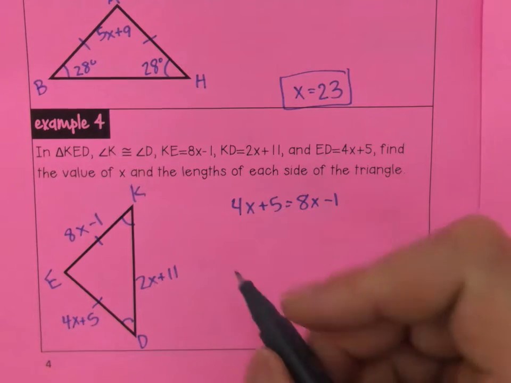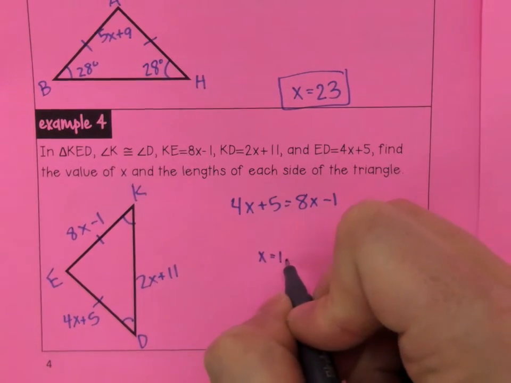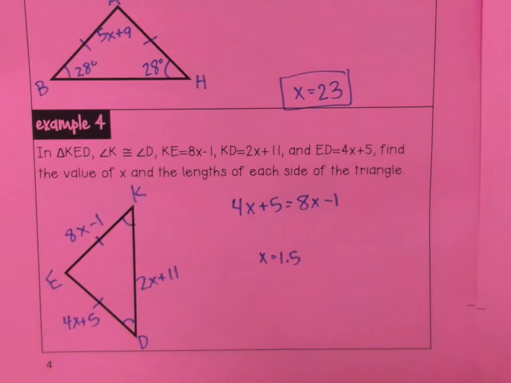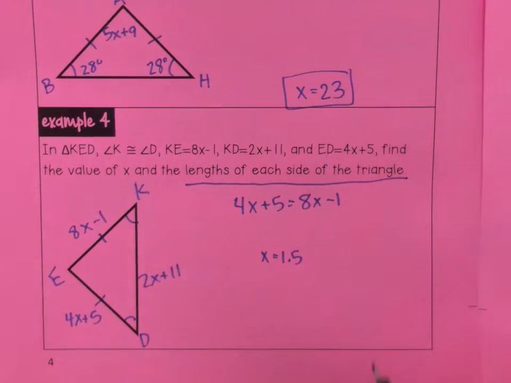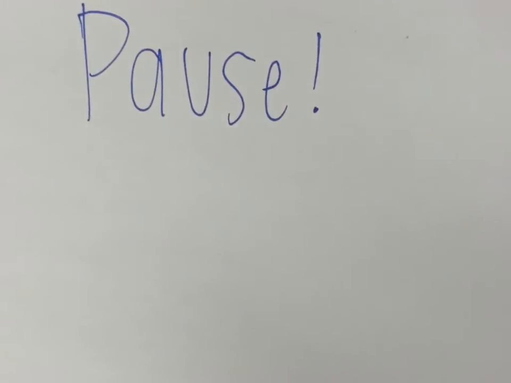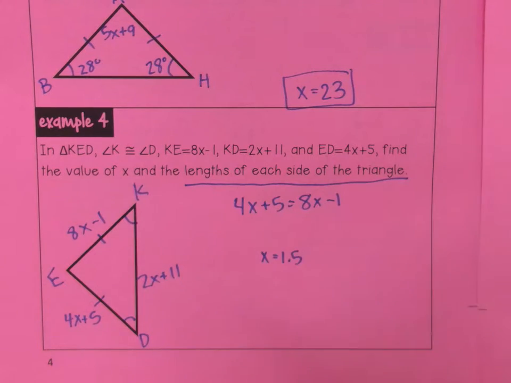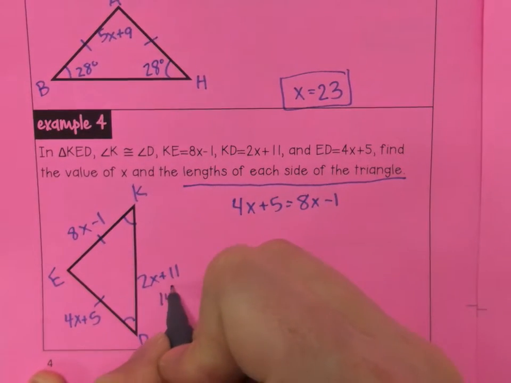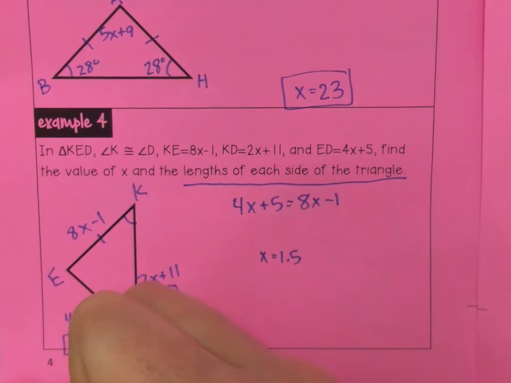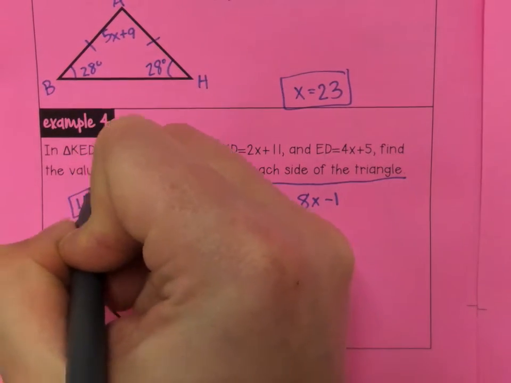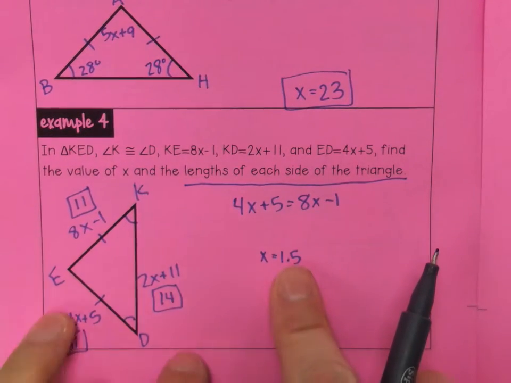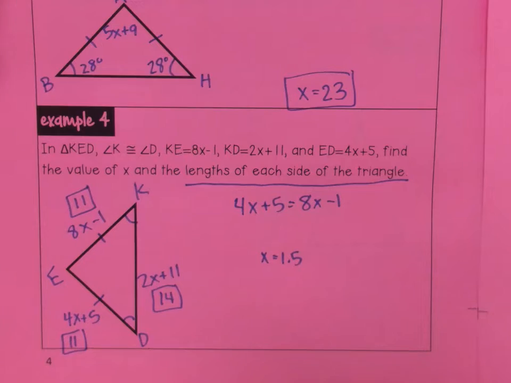Let me ask you a question. Once you found that x equals 1.5, did you plug it back in because you want to find the lengths of each side? If not, pause it. This side should be 14, this side should be 11, and this side should be 11. And again, if you don't know how to get that or any of these sides, ask your neighbor.